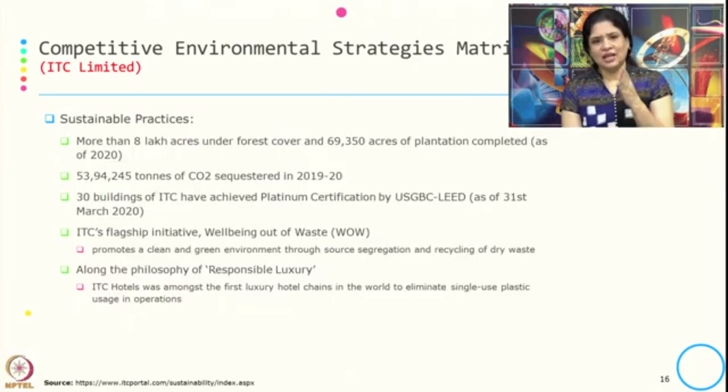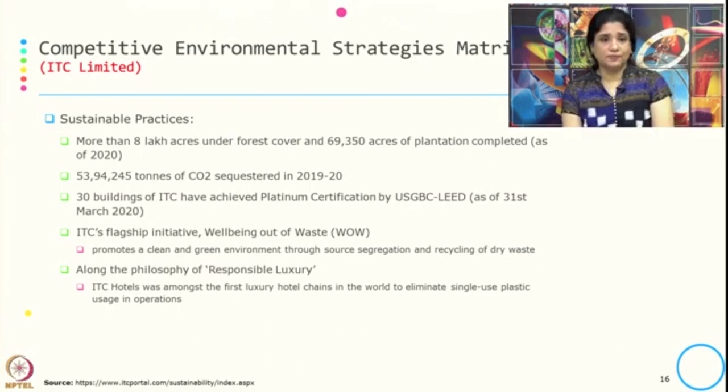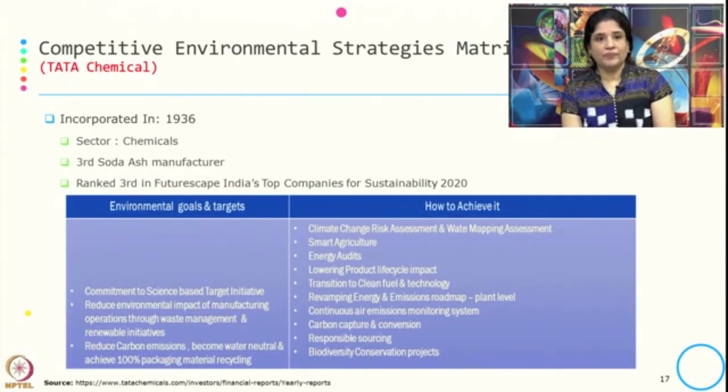Then these are a few more sustainable practices they are taking, and one of the highlights here, along with the philosophy of responsible luxury, is that ITC Hotels was among the first luxury hotel chains in the world to eliminate single-use plastic in operations. Then they also have LEED certified buildings, 30 LEED certified buildings by March 2020.